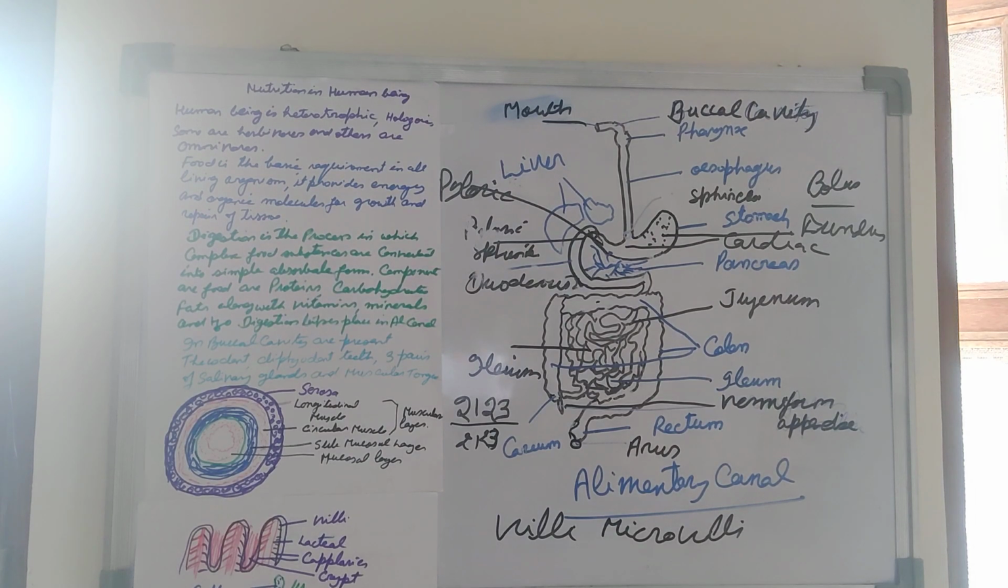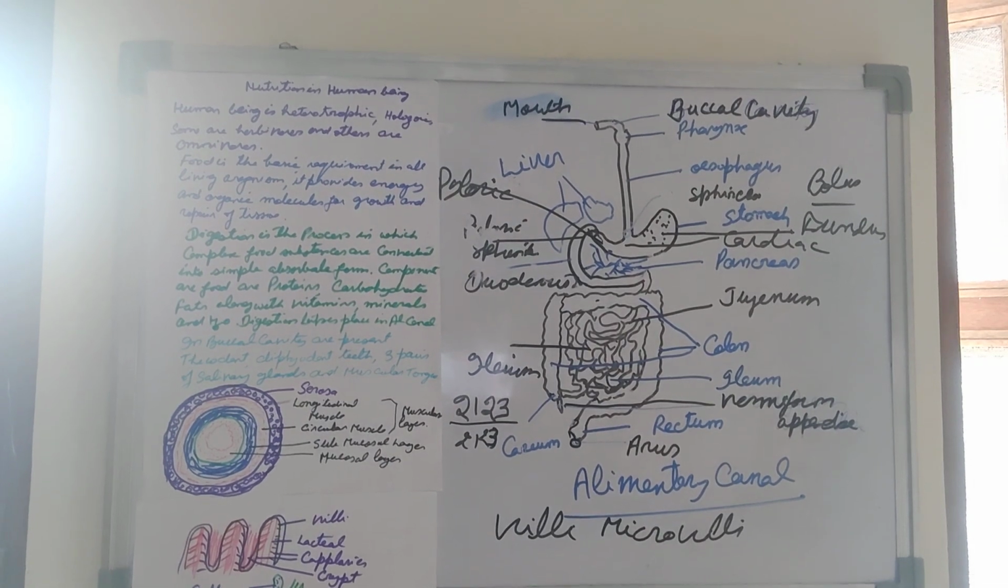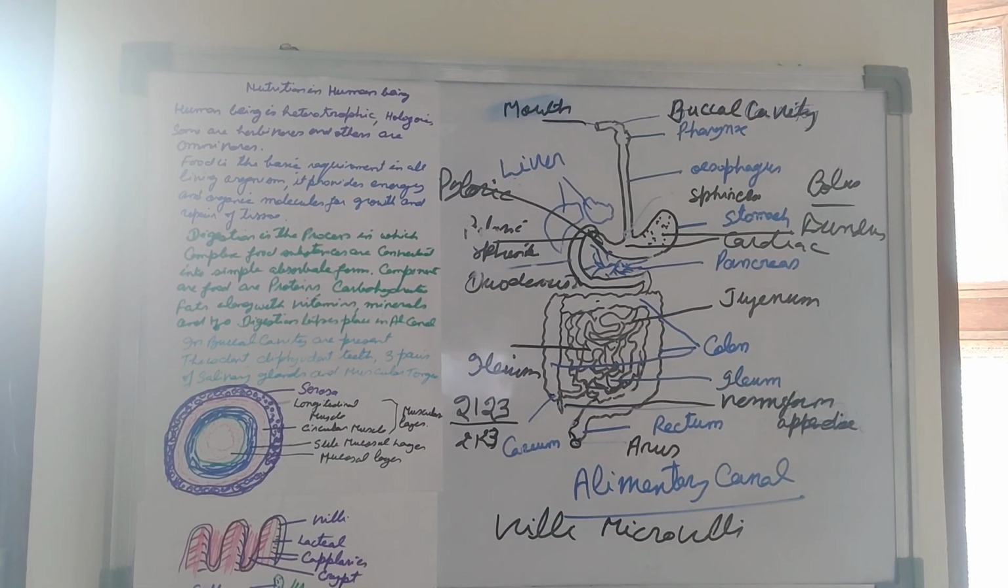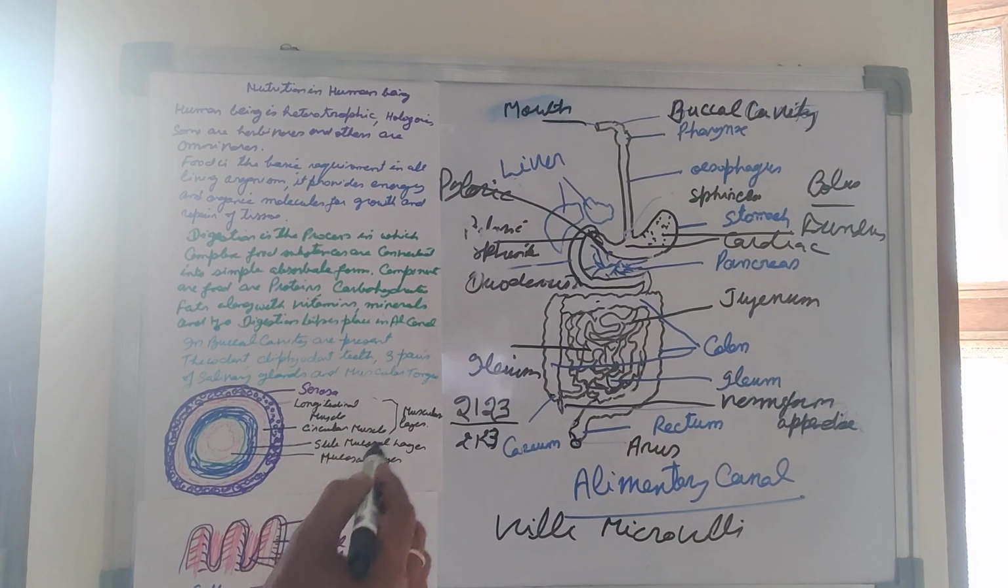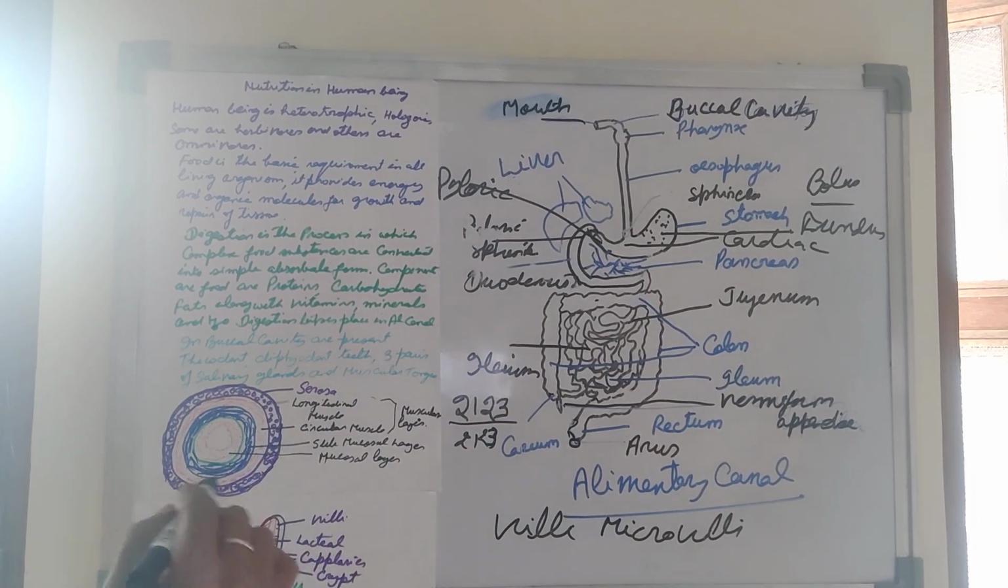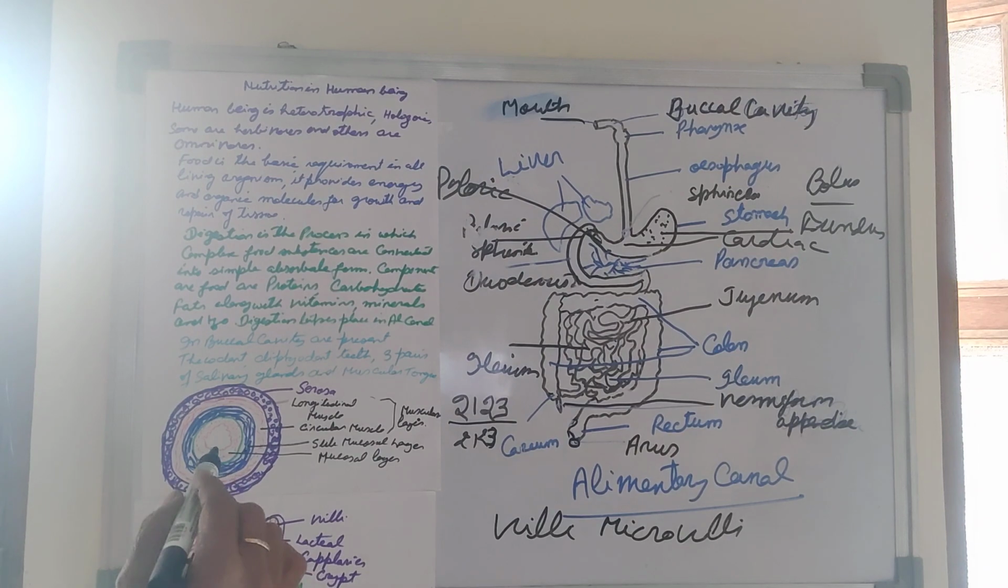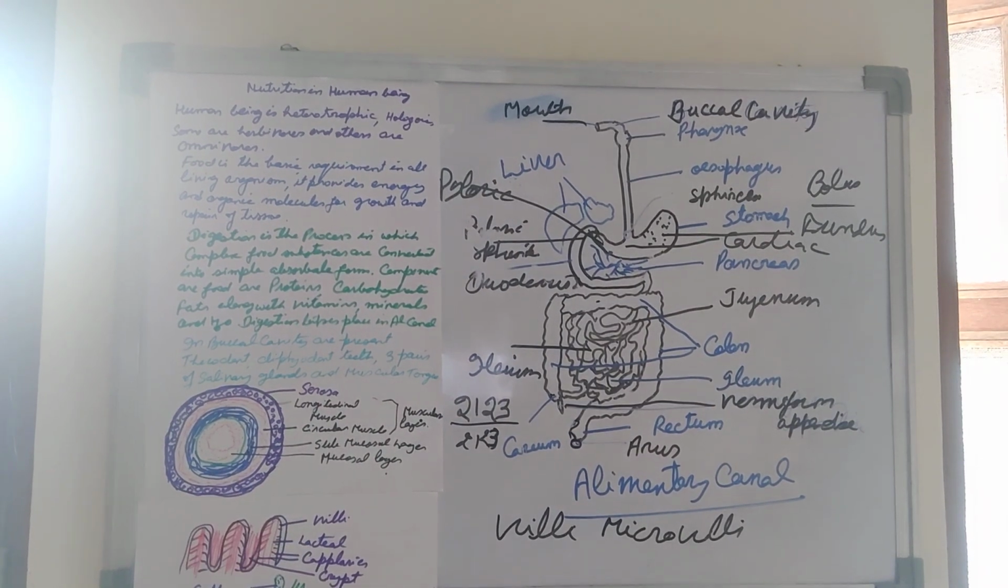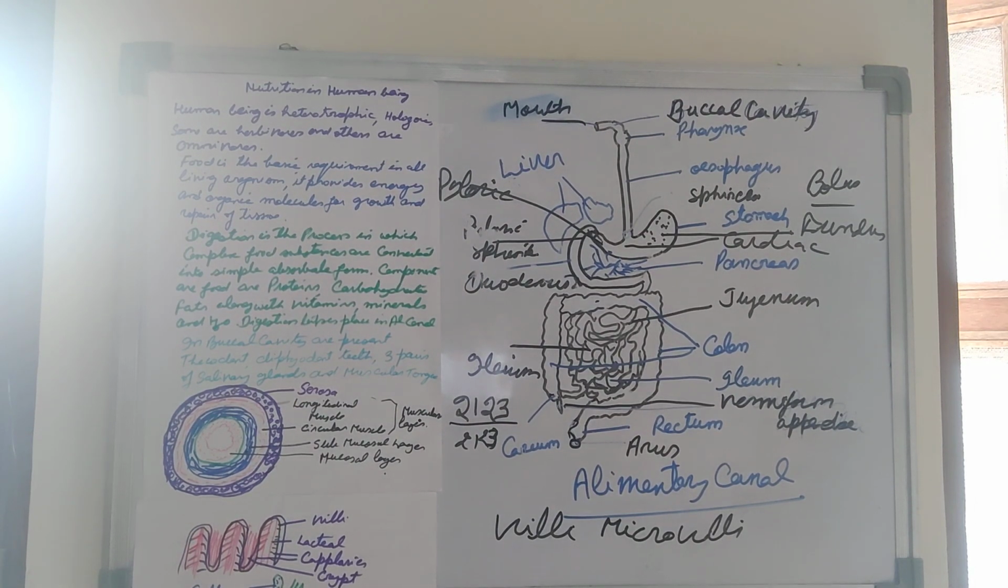This alimentary canal is formed of 4 layers. The outermost layer is serosa. The next layer is the muscular layer, muscularis. Then is the submucosal layer, and innermost is the mucosal layer. Inner to the muscularis is the submucosal layer, this green, blue in color, and this pink in color is the mucosal layer. Serosa is formed of mesothelium, that is the epithelium of the viscera.